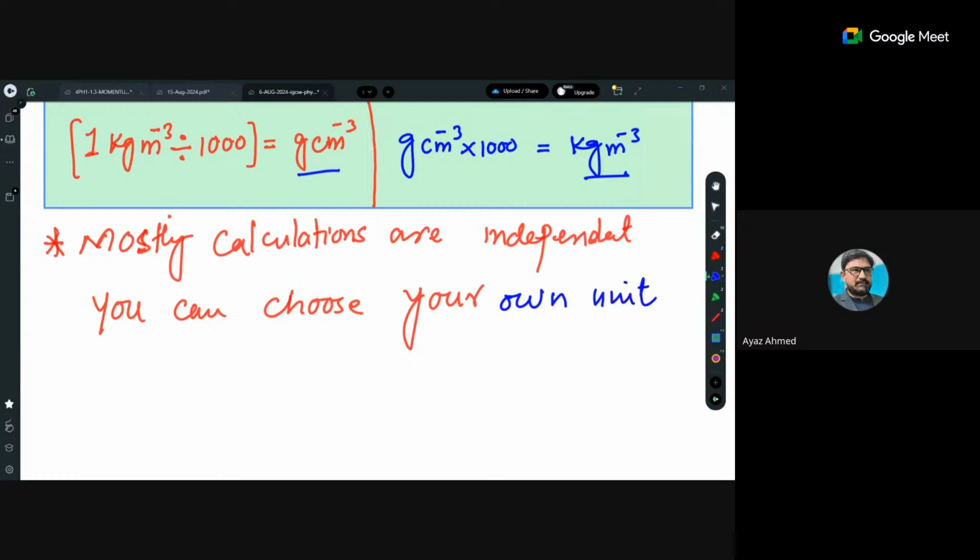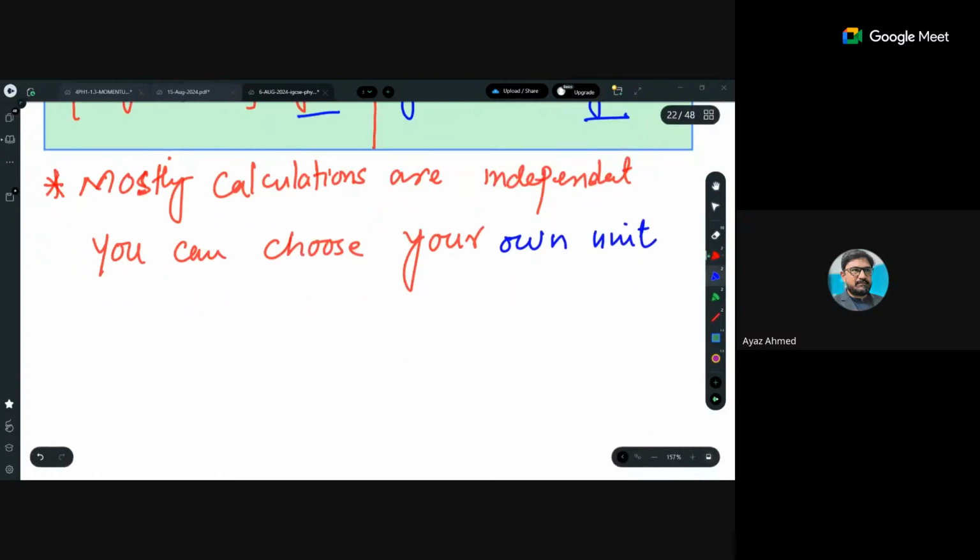Okay, so I will just convert one value for you, and then we will move on to the topic. Let's say here is the mass, weight, and density topic. I'm going to bring it in front of you. There would be some sort of calculations available.